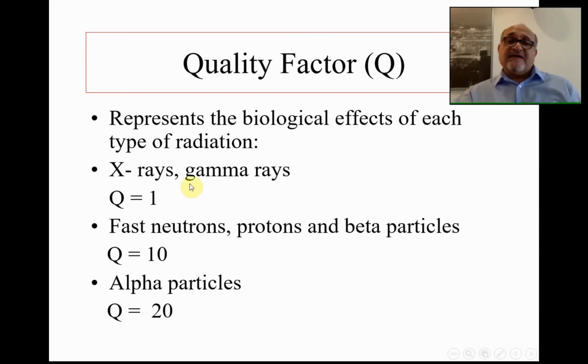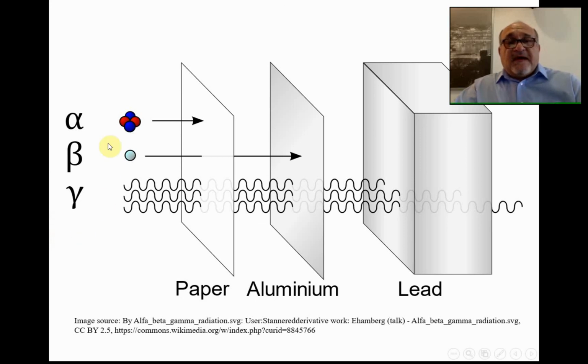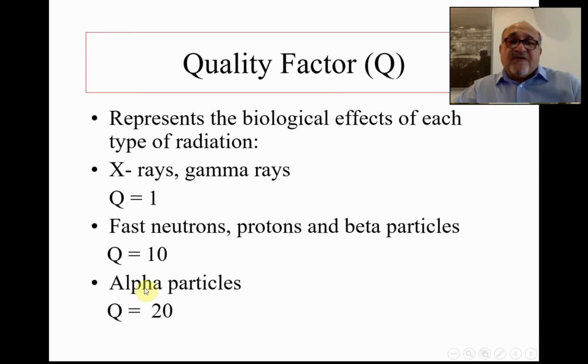The quality factor, the X-ray and gamma rays, they have been given a quality factor 1. The fast neutrons, protons, and beta particles are given a quality factor 10, and the alpha particles are given a quality factor of 20. What does this mean? These are alpha particles and beta particles and gamma and X-ray photons. As you can see, alpha particles have a quality factor of 20.